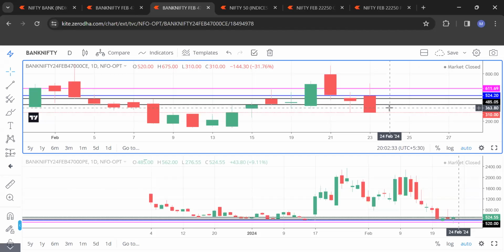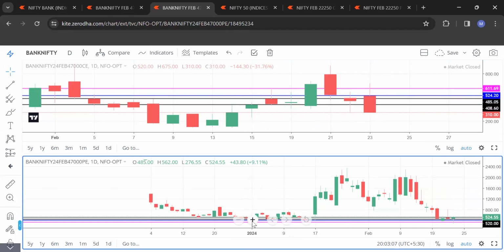Can you repeat this statement once? Here, the open is between the previous day's high and previous day's low. The open is close to the previous day's 73.89. Yes. Somewhere over here will be the previous day's 73.89, and here will be 26.11. So the call has opened close to the previous day's 73.89. Now let's check this.